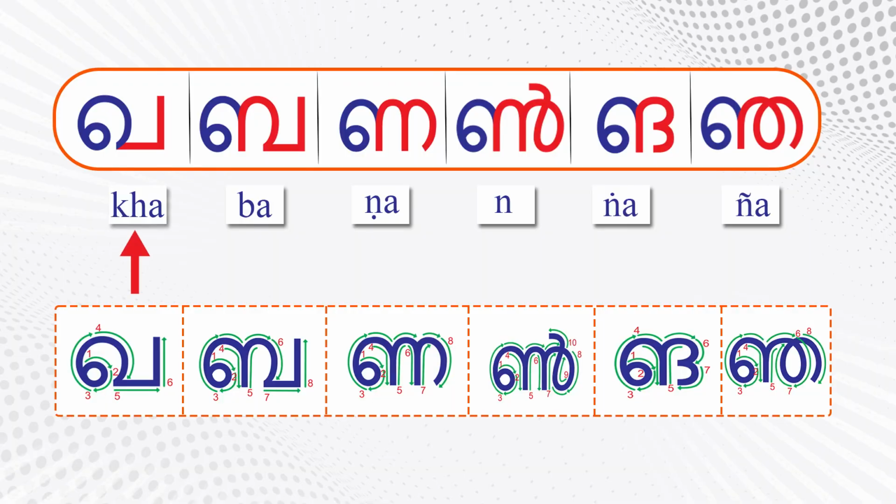Dear all, today we are going to learn some more new letters. This unit has 6 letters, 5 consonant and 1 pure consonant letter. Letters are Kha, Ba, Na, Na, Nga and Nya. The first letter is Kha.